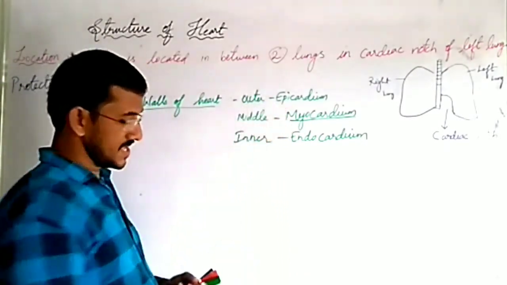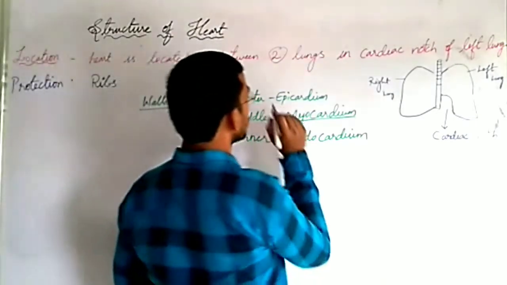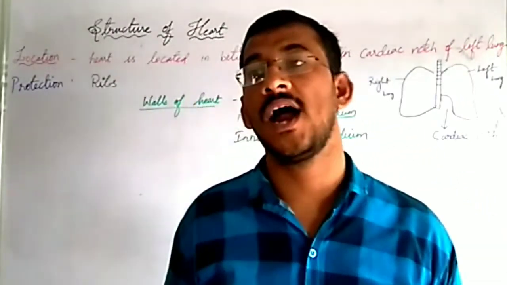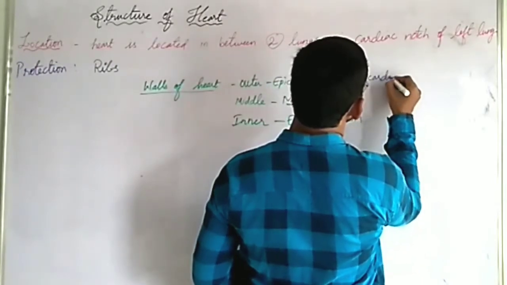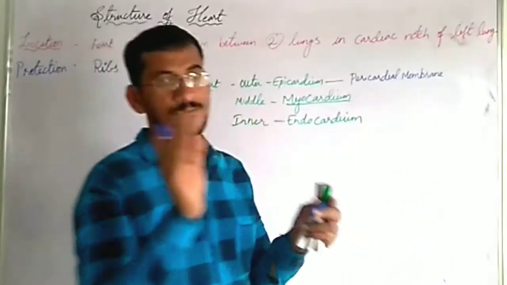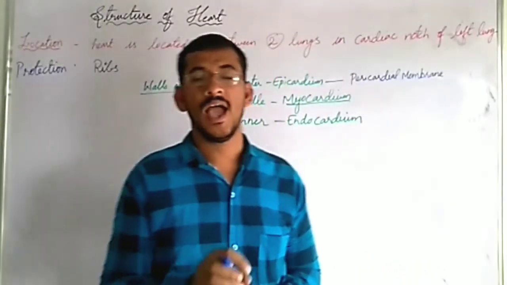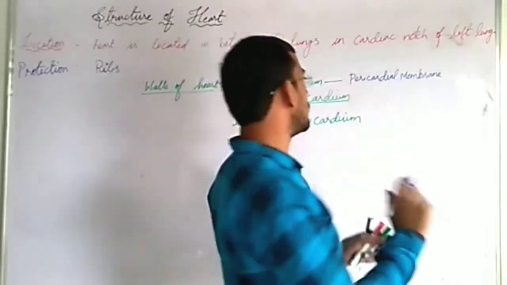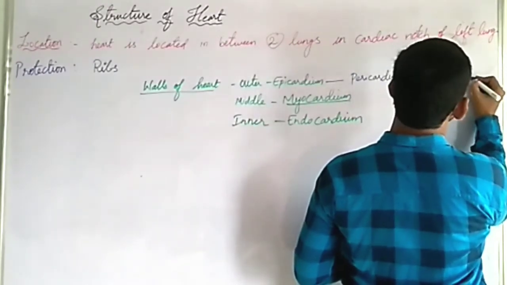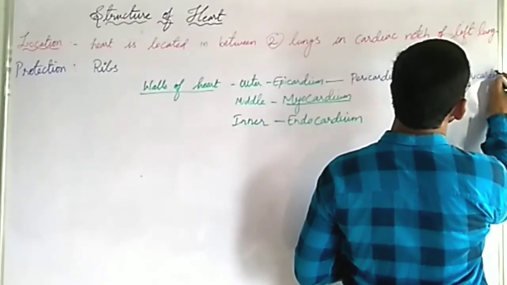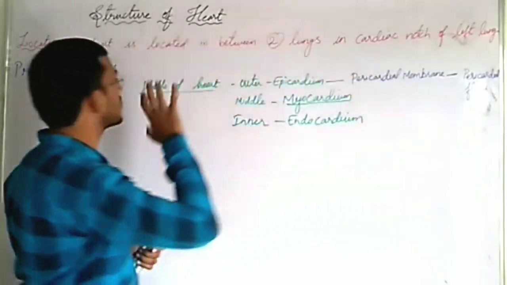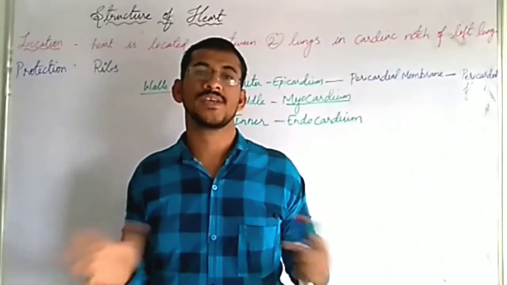Again, this outer epicardium is made up of two layers of membranes, and these two layers are called the pericardial membrane. Between these two pericardial membranes, a fluid is filled, and that fluid is called pericardial fluid. What is the use of this pericardial fluid? This fluid protects the heart from shocks.